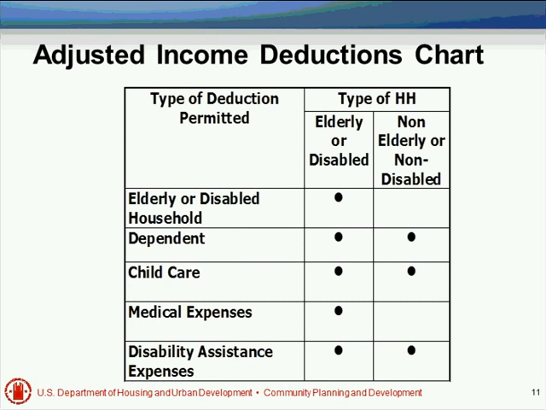So that seemed like a lot of information on adjusted income in one slide. I do like to use this short cheat sheet where you can see, based upon the type of household, whether or not it's elderly or disabled, you get any of the 5 deductions. If you're a non-elderly household or non-disabled household, then you get the 3: dependent, child care, or disability. Okay, so sometimes people like to see something visual, so hopefully that helps as well.